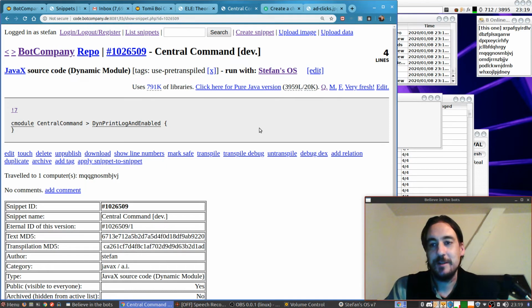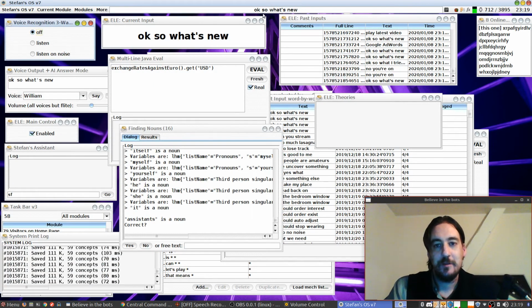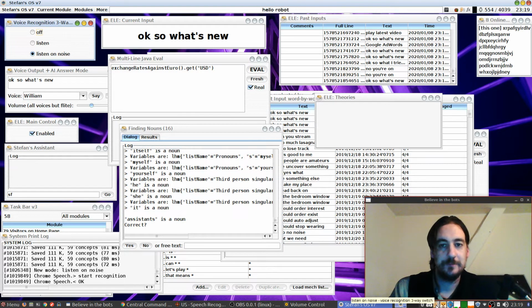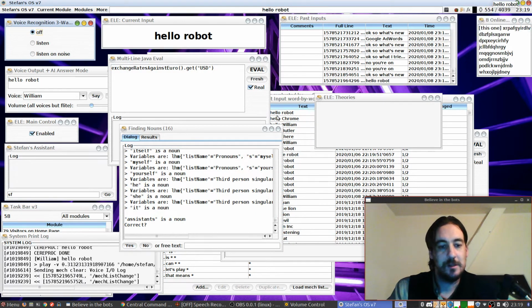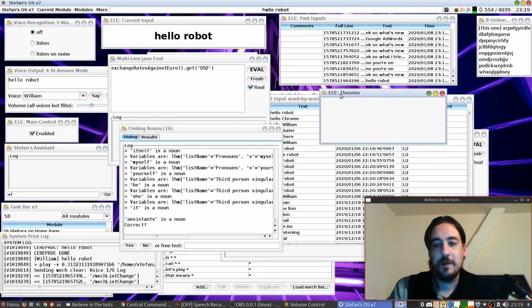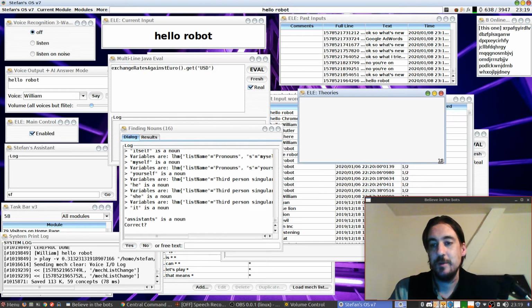I want to make a central command module. Whenever I say something which appears up here, for example, like this, hello robot. Then I wanted not only to repeat what I just said, but make theories about what is probably happening. This is the empty window where the theories will go.